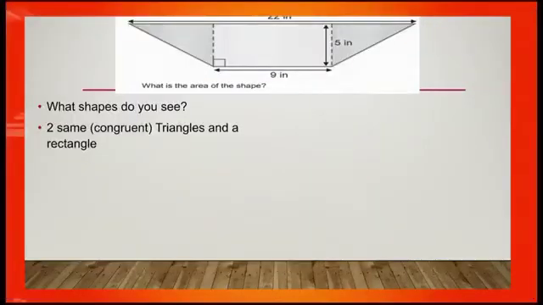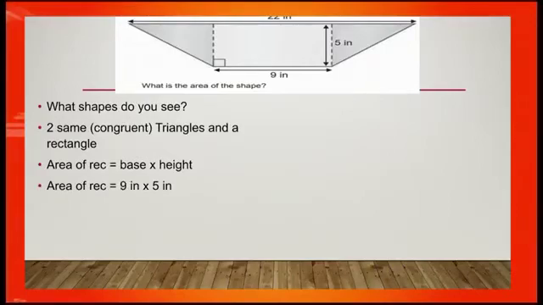Now, I use the word here and I want you to know the word same or congruent. Congruent means same. So the triangles are identical. All right, great. So let us find the area of the rectangle first. You should know by now, area of a rectangle is base times height. So what's the base of the rectangle? 9 inches, and the height would be 5 inches.